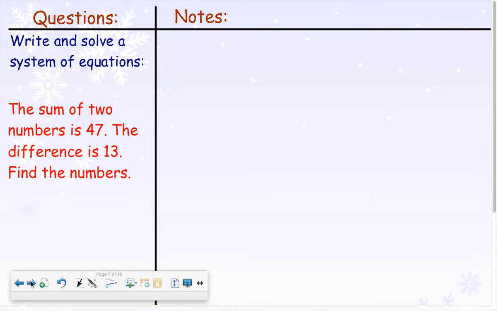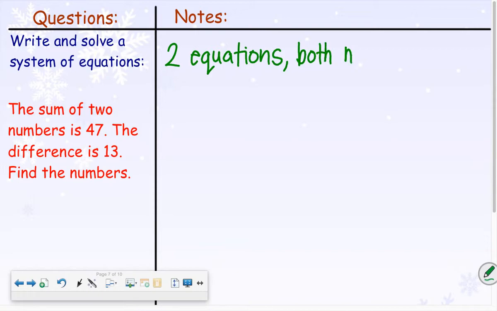All right, last one. Write and solve a system of equations. So this time we're given a word problem. So we have to first of all write a system of equations, and then we have to solve it. So the first thing we need to keep in mind is we need to write two equations, because a system of equations means two equations. They also both need two variables, and they have to be the same two variables. Usually we'll use x and y. So keep that in mind. Two equations, and each equation needs the same two variables.